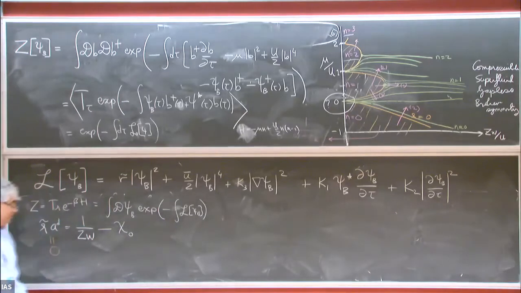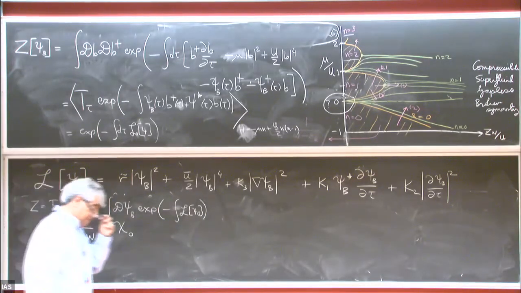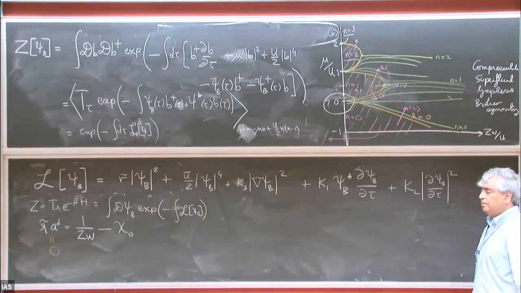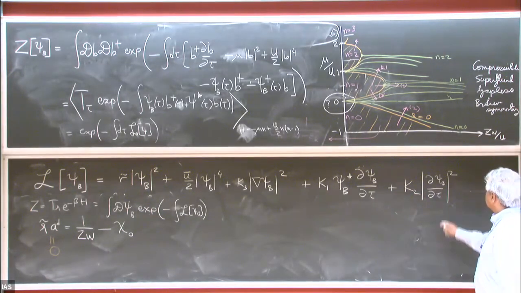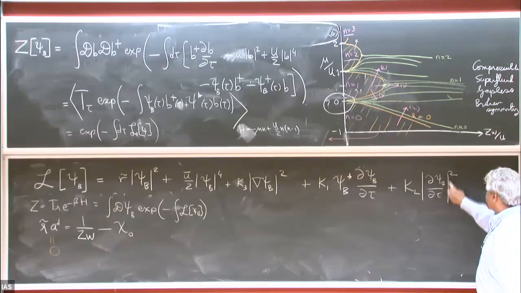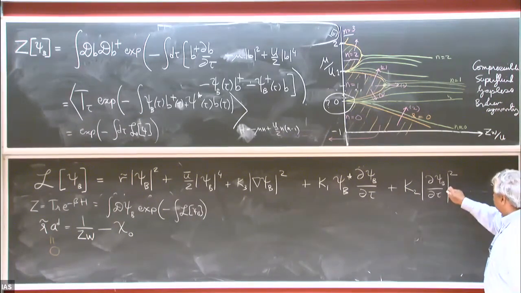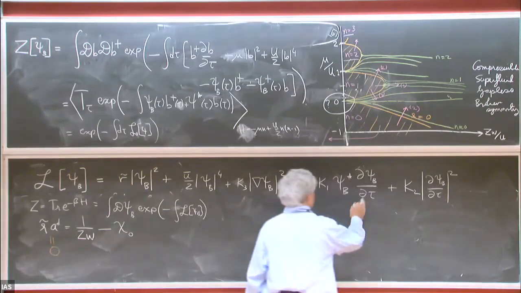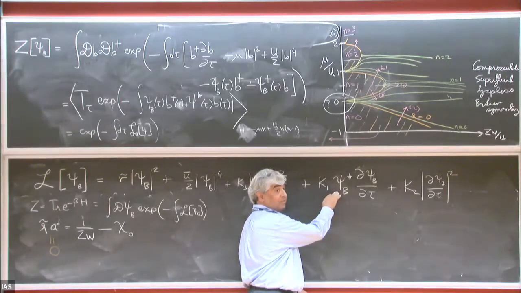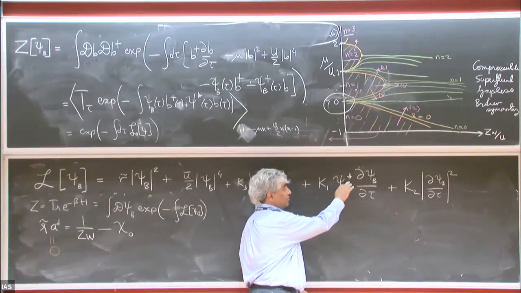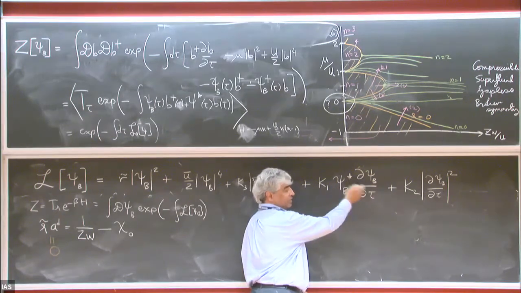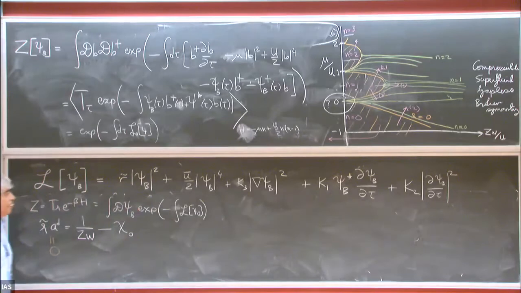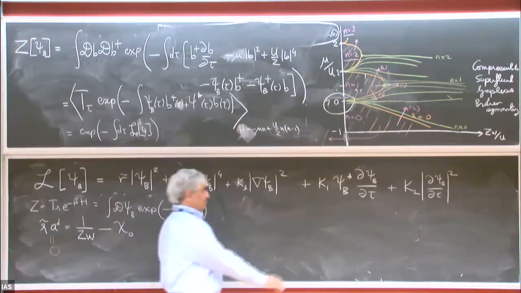Question? Is there any other term corresponding to psi star, psi b, del psi b, del tau? I mean the Hermitian conjugate of that. No, the K1 term. Yes, there's an absolute value here. You want to put the time derivative on psi b star? Yes, you can just integrate by parts. Okay. So this term is purely imaginary.